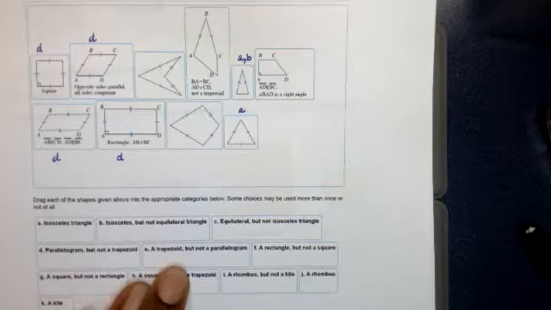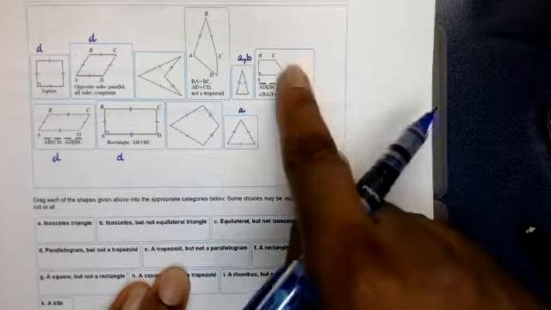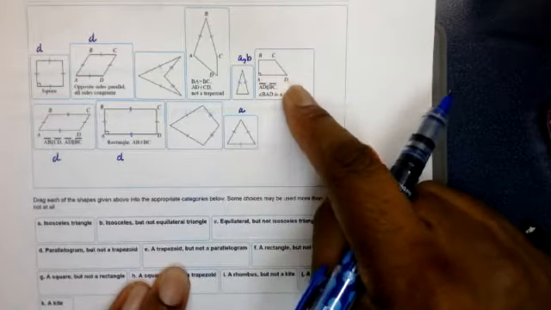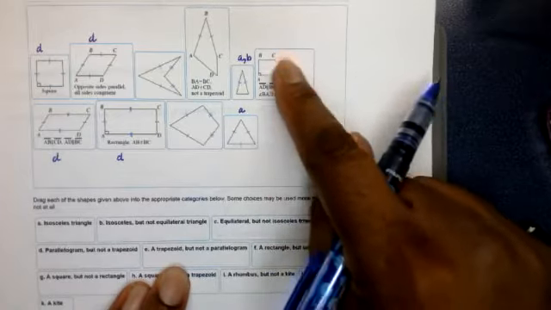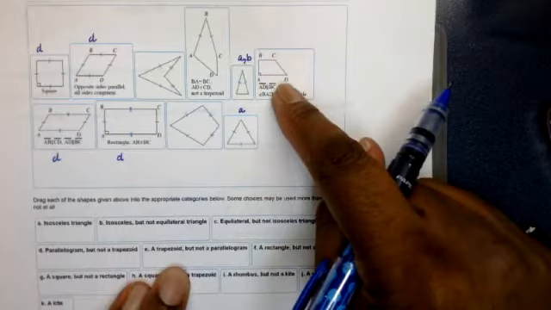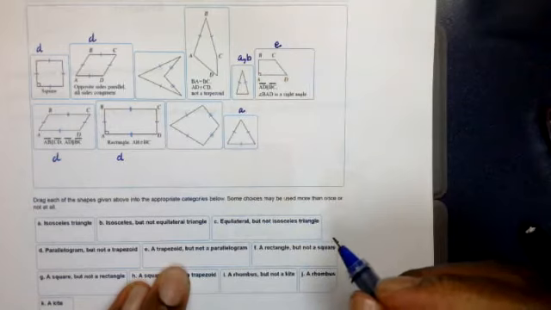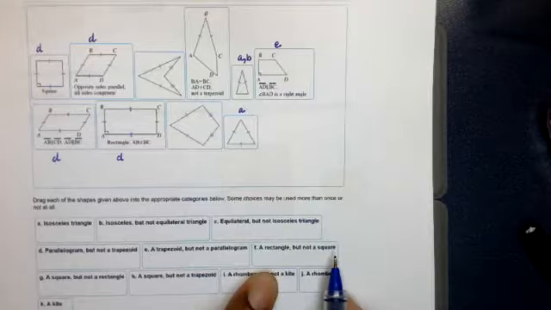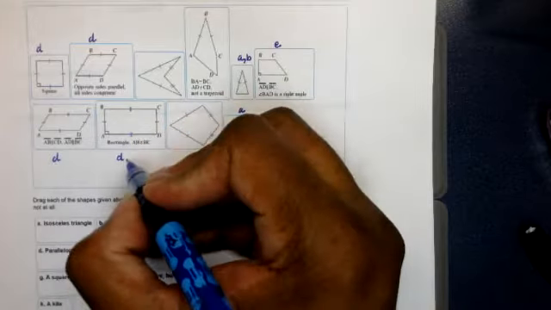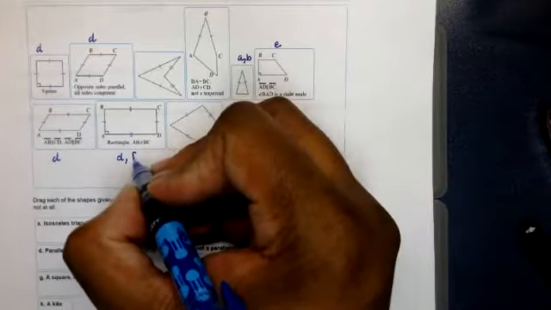And what about this one, a trapezoid but not a parallelogram? Well, it's a trapezoid right here because you have a pair of opposite sides that are parallel. So I'll let this be E. The next one, a rectangle but not a square. It's a parallelogram with a right angle, a rectangle. That will be under F.